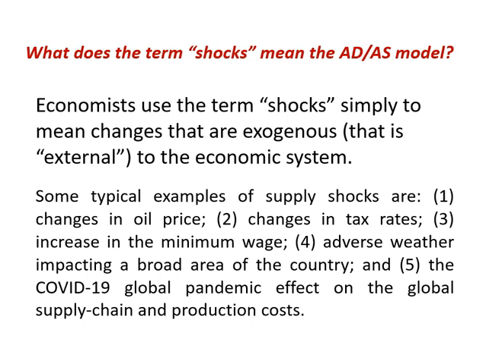What does the term shocks mean for the aggregate demand and aggregate supply model? Economists use the term shock simply to mean exogenous changes, that is external, to the economic system. Some typical examples of demand and supply shocks are: 1. Changes in OPEC oil prices. 2. Changes in tax rates. 3. Increase in the minimum wage. 4. Adverse weather impacting a broad area of the country. And 5. The COVID-19 global pandemic effect on the global supply chain and production costs.